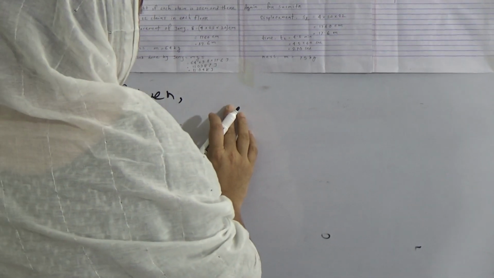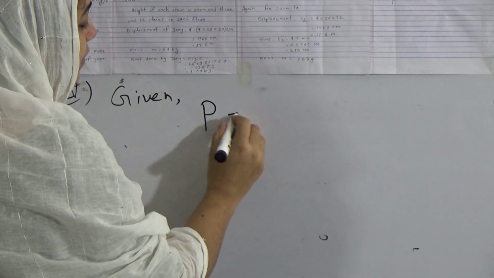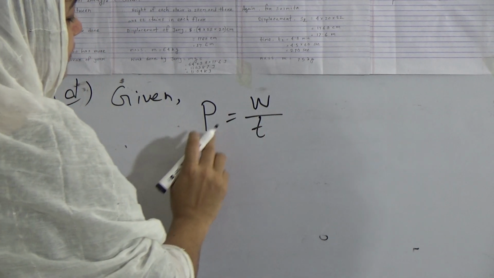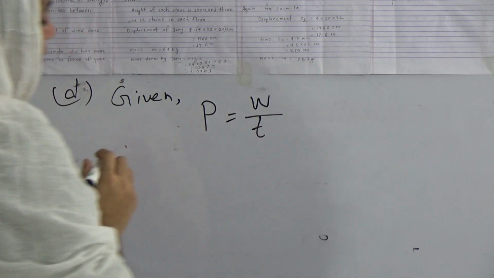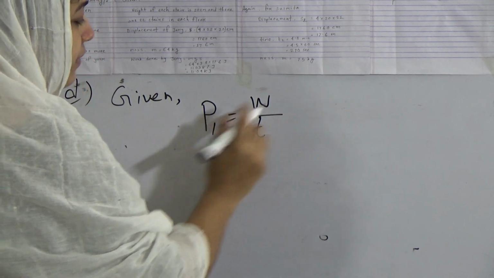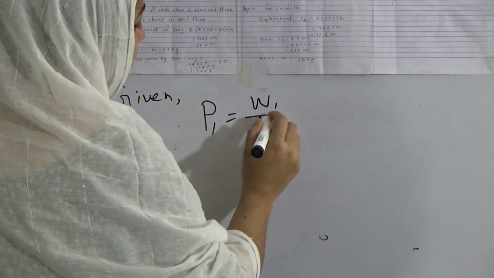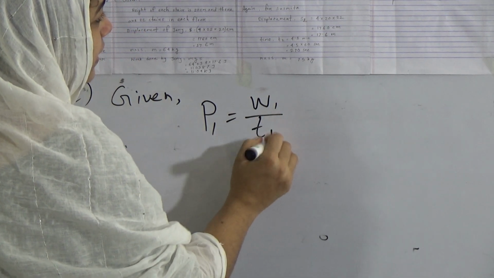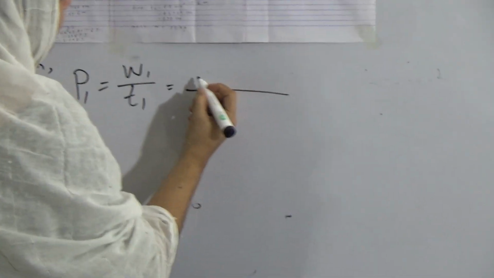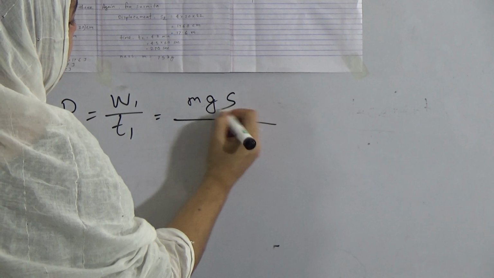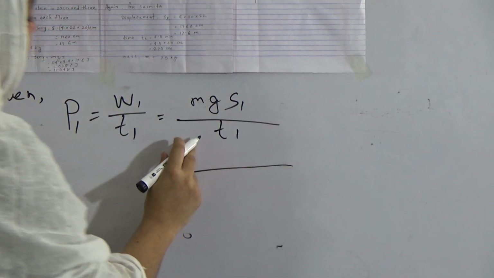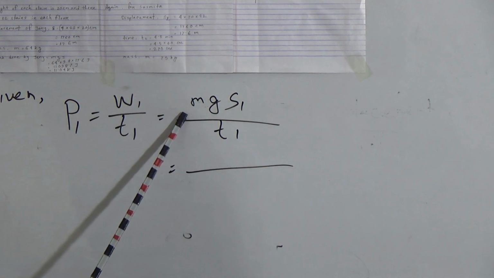So, the power of Jenny, we know the formula at first, power P equals W divided by T. Suppose this one is P1. The power of Jenny is P1, so we will write W1 divided by T1. Now, W means the work, and the formula of work is mgs1 divided by T1. Now, we will put this value.